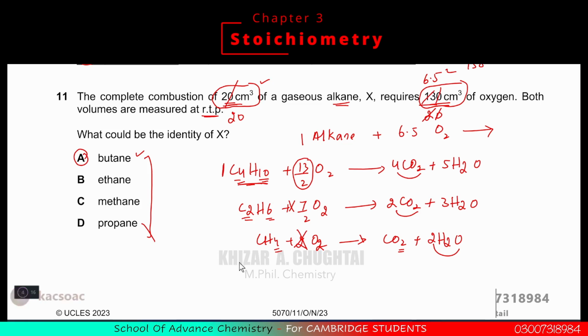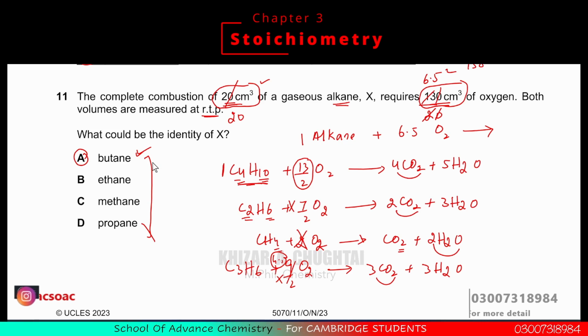In case of propane, C3H6 plus O2 goes to 3 mole of CO2 and 3 mole of H2O. So 2 3s are 6 plus 3 9, 9 by 2, and that is equal to 4.5. Again, it's incorrect. It is confirmed that A is the correct option.